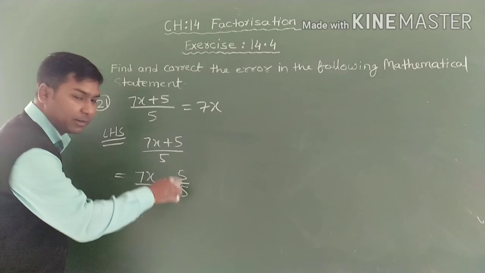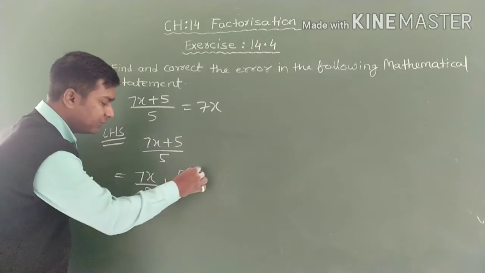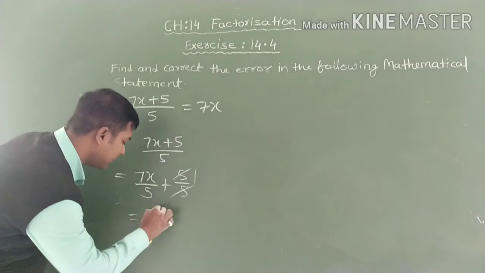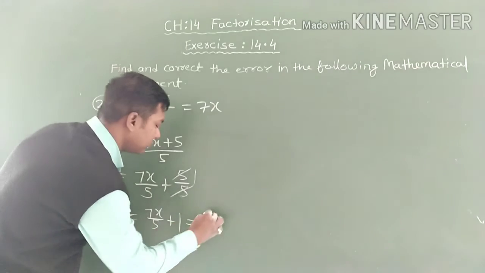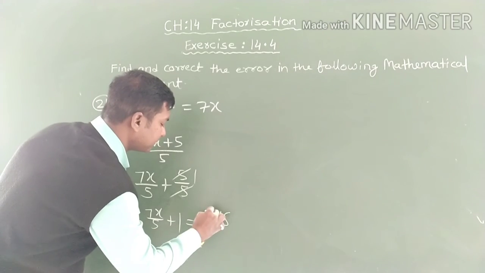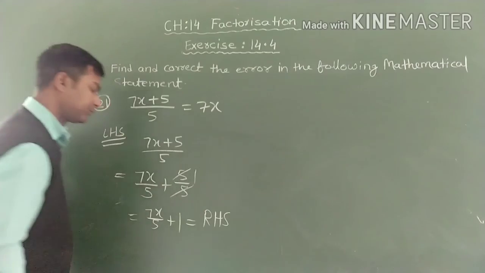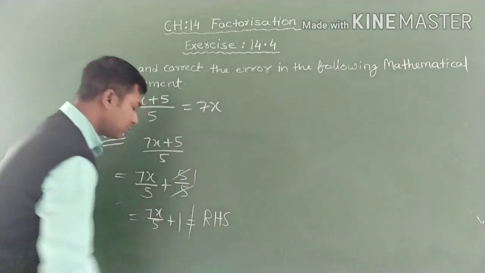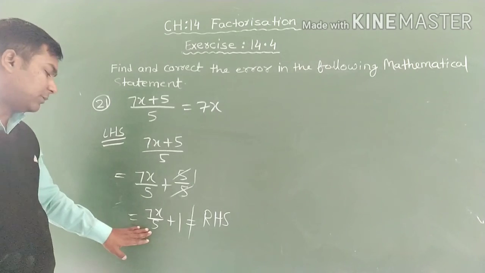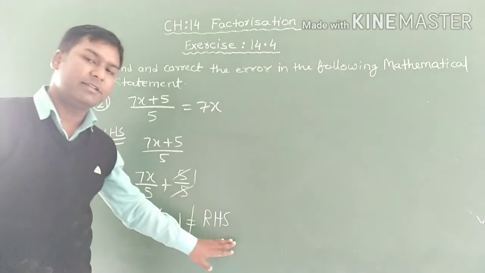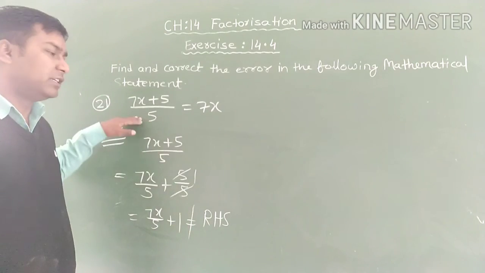Now it will be cancelled out. Okay, 5 and 5, 1 times cancel out. So it will be 7x upon 5 plus 1. Now this will not equal the RHS part. It is given here 7x. So this will be the RHS and this is not equal to RHS. Okay, so it is an incorrect statement.